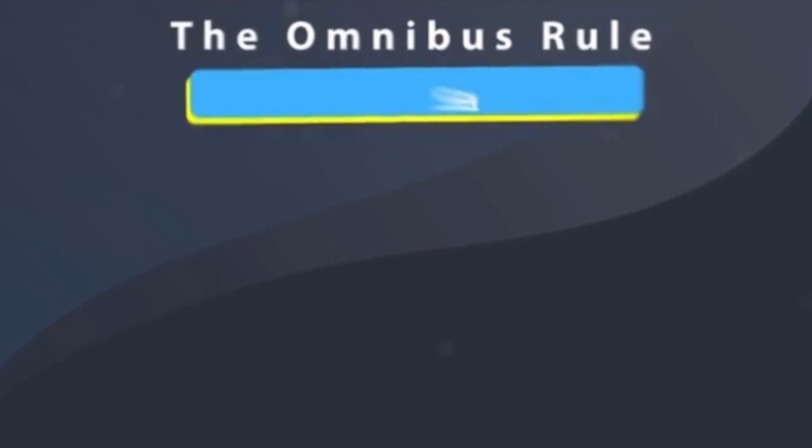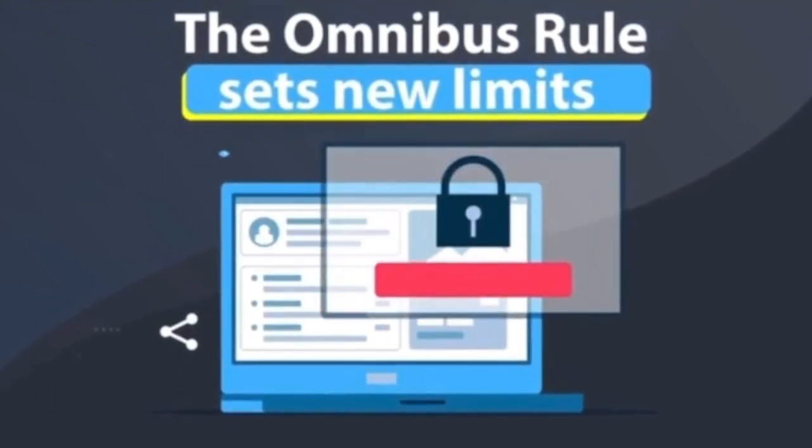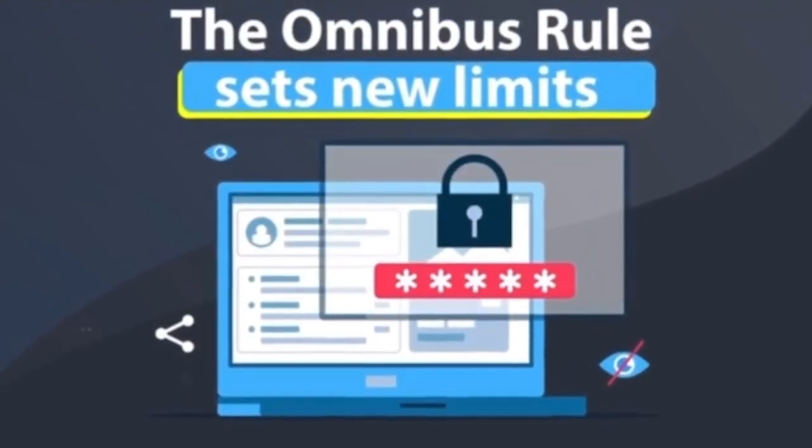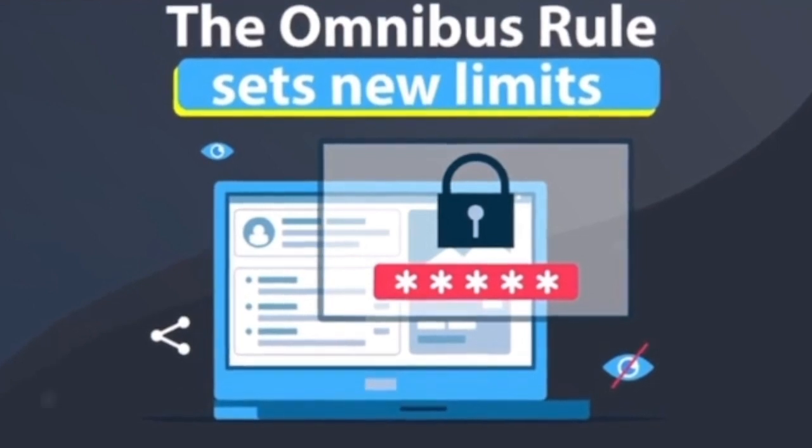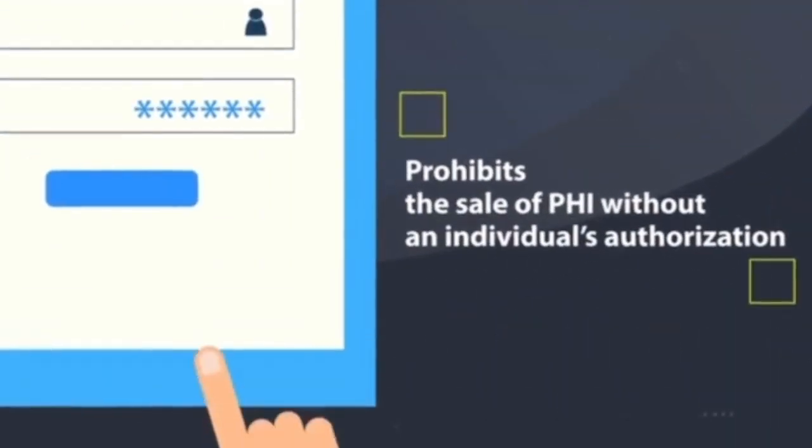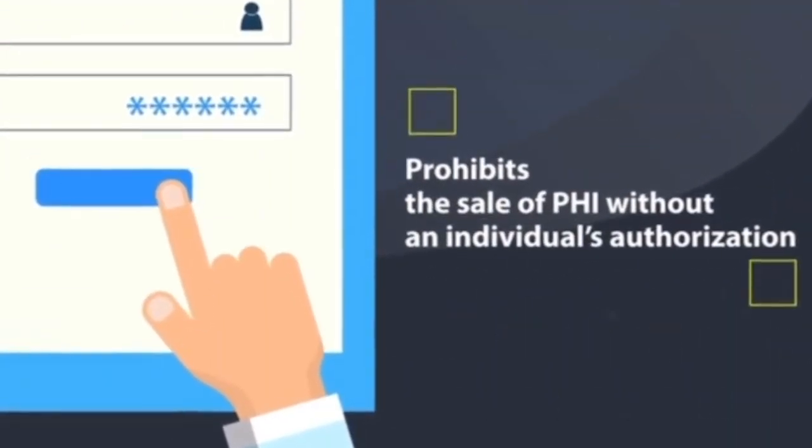The Omnibus Rule sets new limits on how information can and cannot be shared or disclosed for marketing and fundraising activities, and also prohibits the sale of PHI without an individual's authorization.